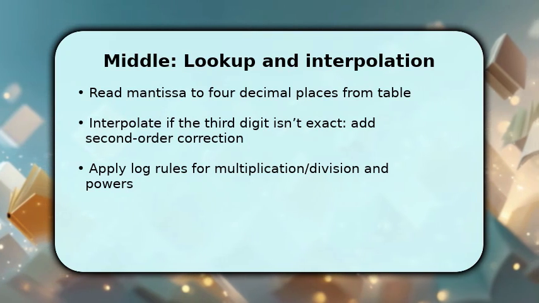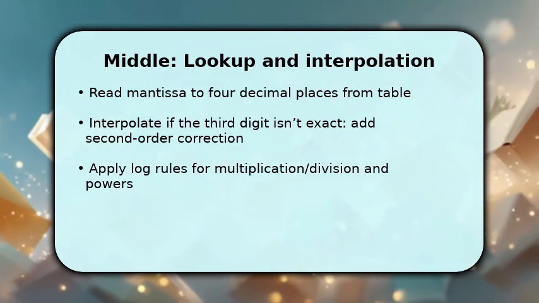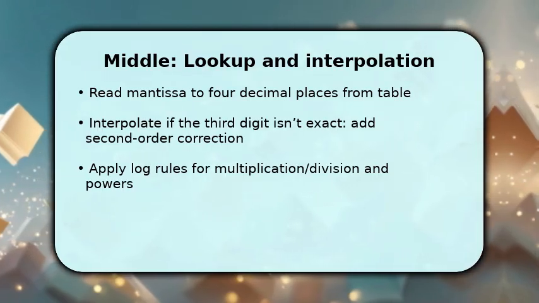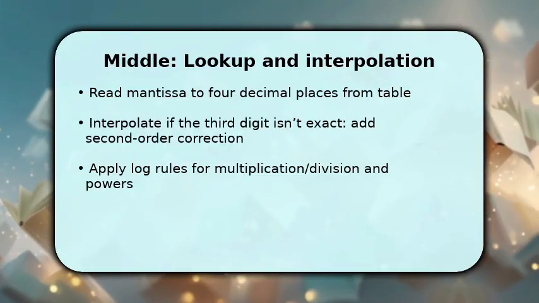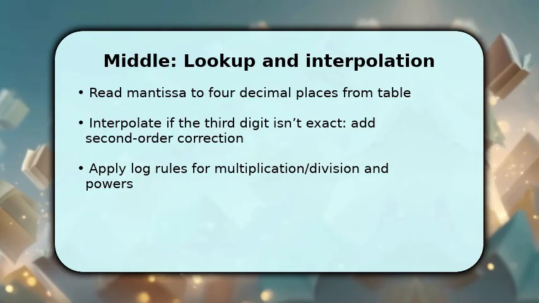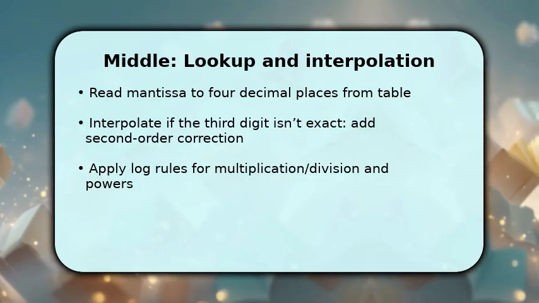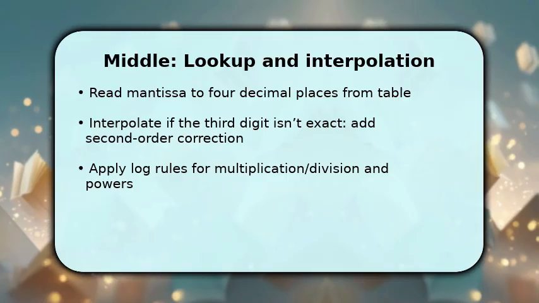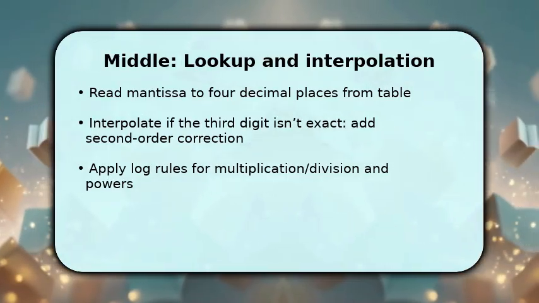Now you use the mantissa table. Find the row matching the first two digits and the column for the third digit to read a 4-decimal mantissa. If the third digit falls between entries, interpolate linearly using the next column. This refines accuracy. Remember why you do this. The mantissa gives the fractional part of log 10, while the characteristic is the integer exponent.